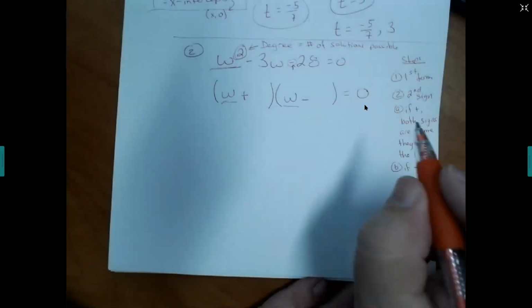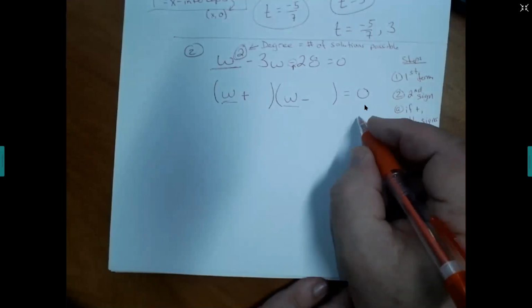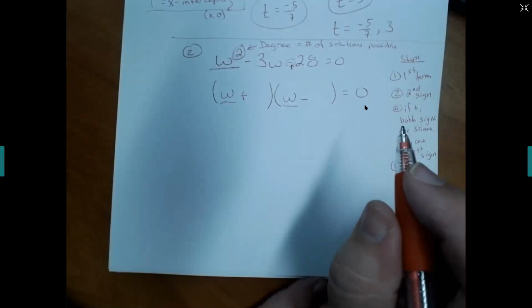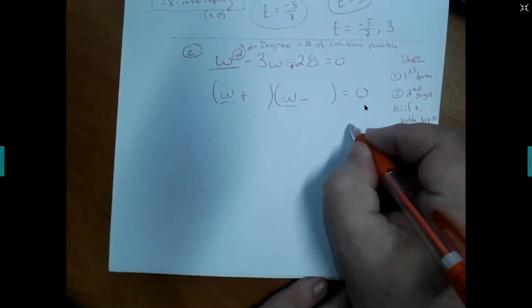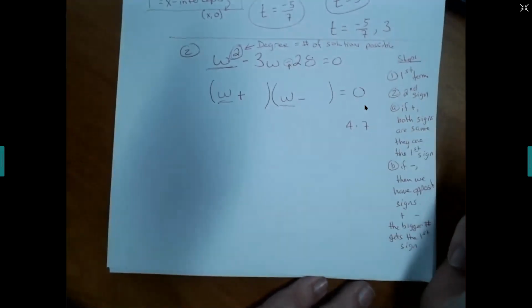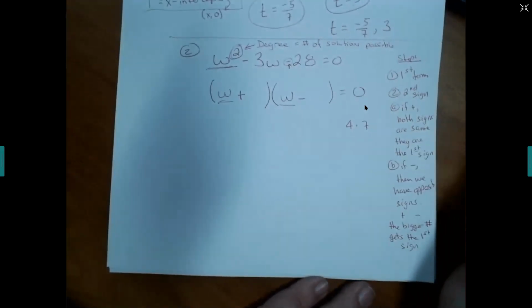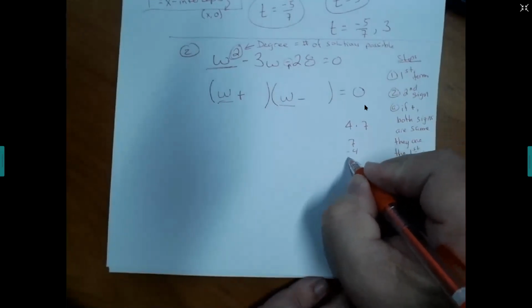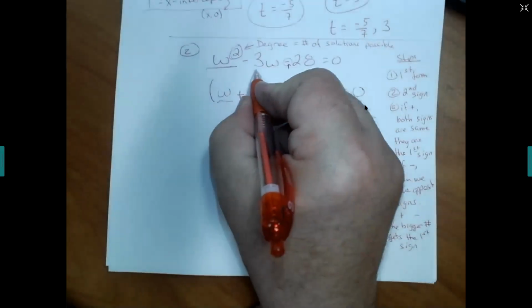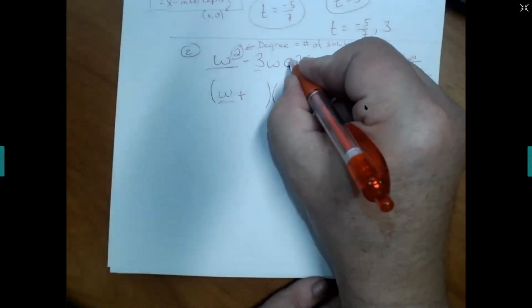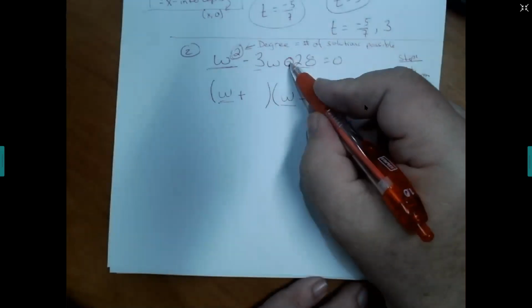What times what equals 28? The two numbers we're looking for are 4 times 7. That equals 28. When we subtract them, we get 3. That's how we check these two numbers. Why do we know it's subtraction? Because there's a negative sign right there. If it was a plus, then we'd add them.